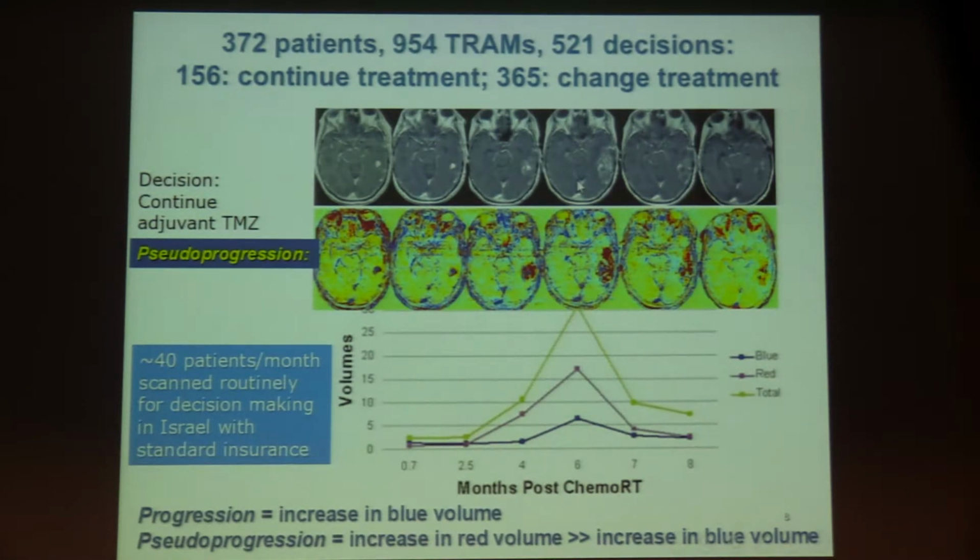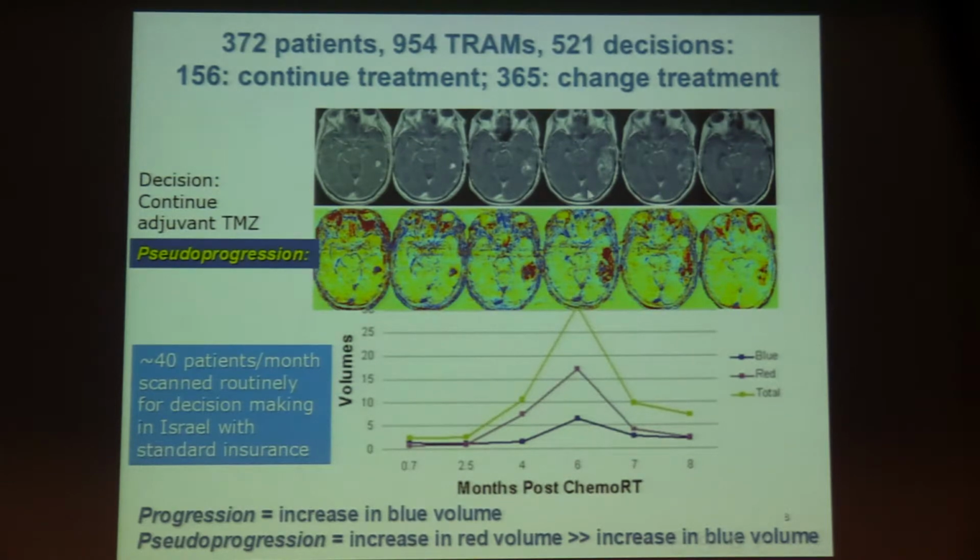So I would like to give you a few examples of how we use the TRAMs in the standard clinical scenario. This is an example of a GBM patient that was recruited to our study 3 weeks after the Stupp protocol with this small enhancing lesion. She was followed every 2 months, and you can see that 4 months after the Stupp protocol, the enhancing lesion started to grow.